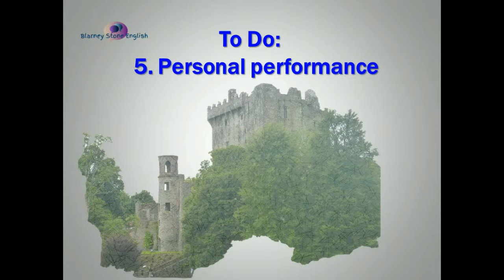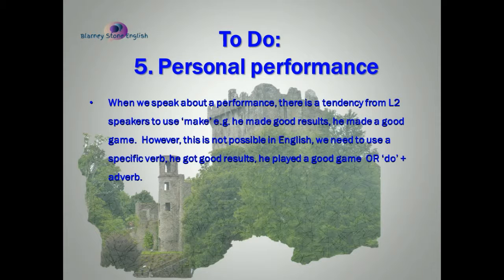So let's move on to the next one. And that's the idea of personal performance. Now, we saw with make that when we talk about progress, we use the verb to make. But when we speak about personal performance, we use do. Now, there's a tendency with non-native speakers to use make. He made good results, or he made a good game. However, in English, we either need to use a specific verb, or we use do plus an adverb. For example, he did very well today. They did badly in their exams. Or I did worse than I'd expected. In each case, we're talking about personal performance.